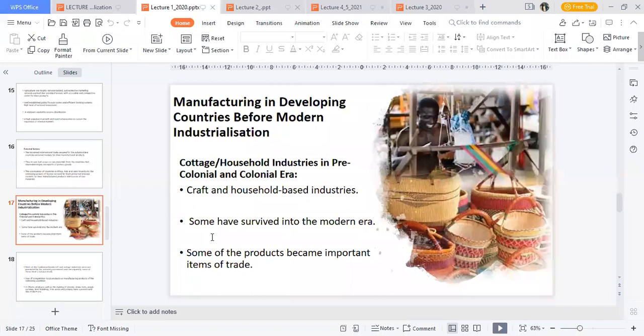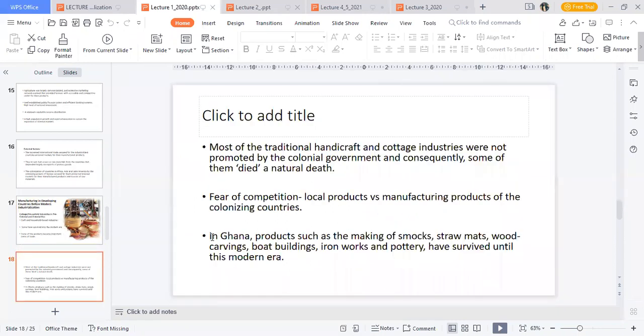So some of the things that I mentioned, for example, weaving of baskets and all that, became an important part of trade. We had colonial people who, because some were competing with their products in the market, had to overshadow them. So most of the traditional handicrafts and cottage industries were not promoted by the colonial government, and consequently, some of them died a natural death. A natural death means that you die on your own because the colonial masters were not promoting it, because it was competing with what they were importing. There was a fear of competition between local products and manufactured products of the colonizing countries.